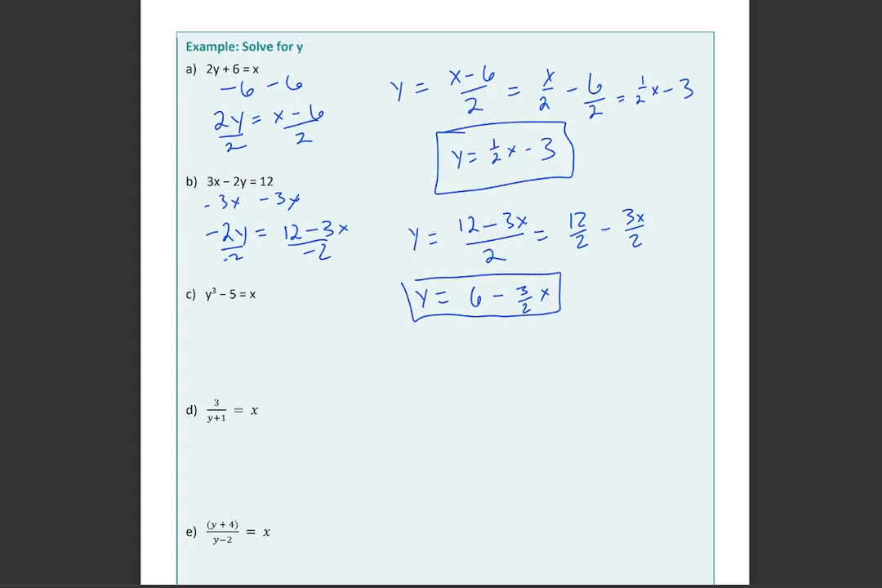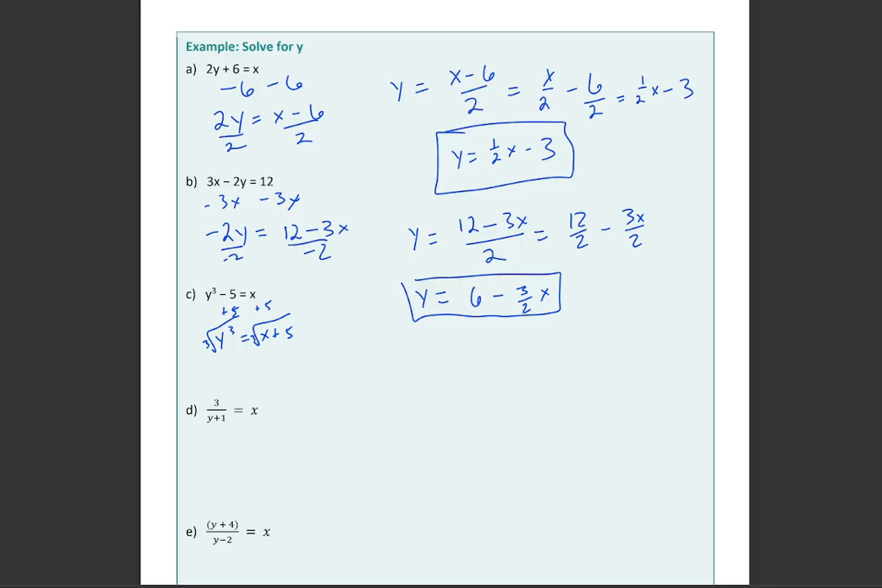Now in this next one, we have y cubed minus 5 equals x. So of course, we're going to add 5 to both sides. We get y cubed equals x plus 5. Now, when we have something raised to the third power, to undo it, we take the cube root. So we have a little 3 in the pocket in the front, similar to a square root, only this undoes it by the third power.